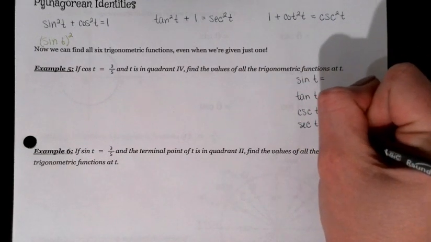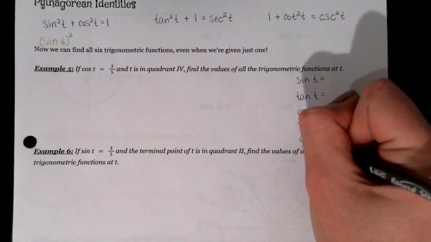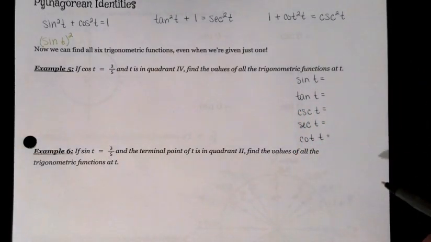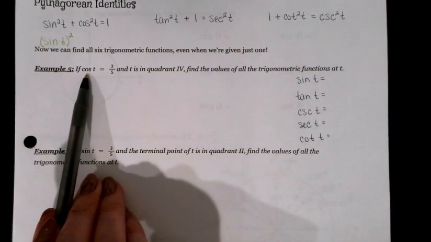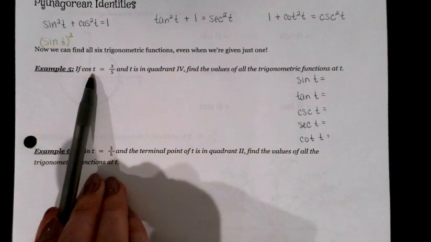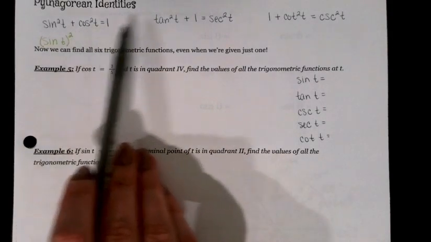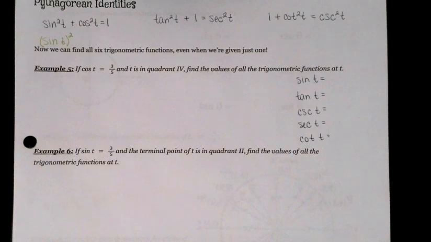Secant of t, which is the inverse of cosine, and then cotangent of t. So this is where I'm going to put all my answers at the end, and I hope I have enough room. So I'm given cosine of t, and so I want to use one of these equations to find another piece of information that I can use.